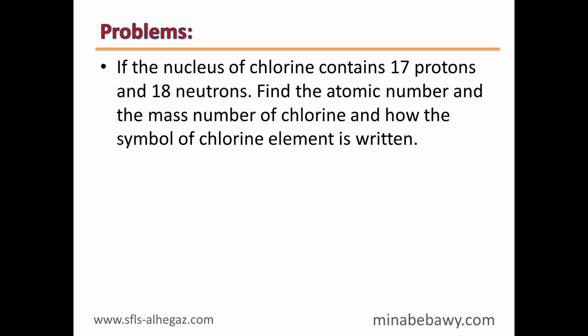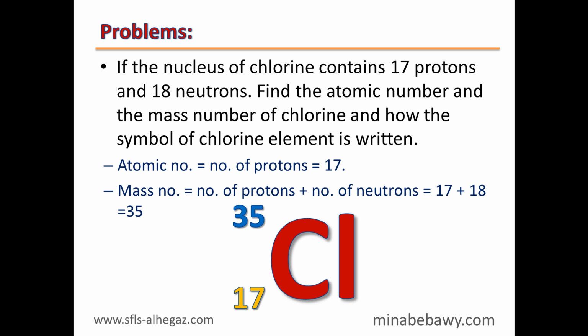Problems. If the nucleus of chlorine contains 17 protons and 18 neutrons, find the atomic number and the mass number of chlorine and how the symbol of chlorine is written. Atomic number of chlorine is equal to number of protons, so the atomic number of chlorine is 17. Mass number equals number of protons plus number of neutrons equals 17 plus 18 equals 35.